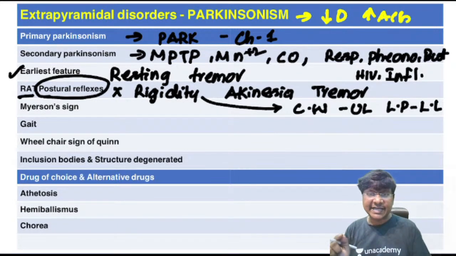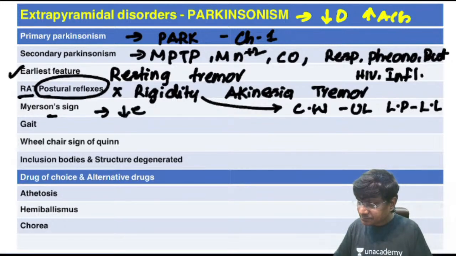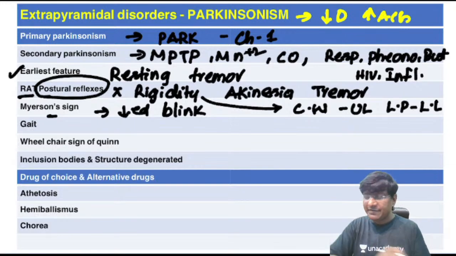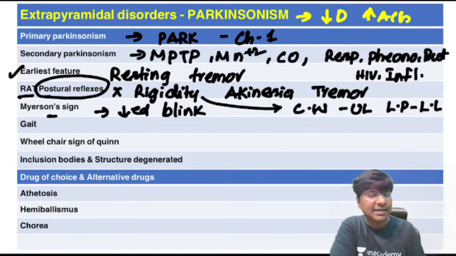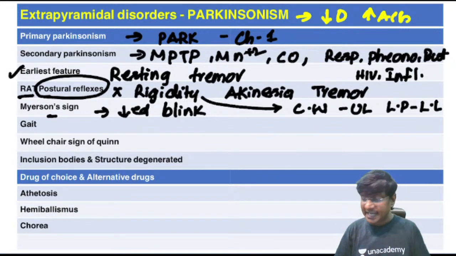Now one important sign in Parkinsonism is Myerson sign. What is that Myerson sign? That is decreased blink on glabellar tapping. When you tap over the glabella, immediately there will be a blink. But here, even on tapping the glabella, there is no blink. That is what is called Myerson sign. And why do you get this Myerson sign? That is because of stiffness of the eye muscles.